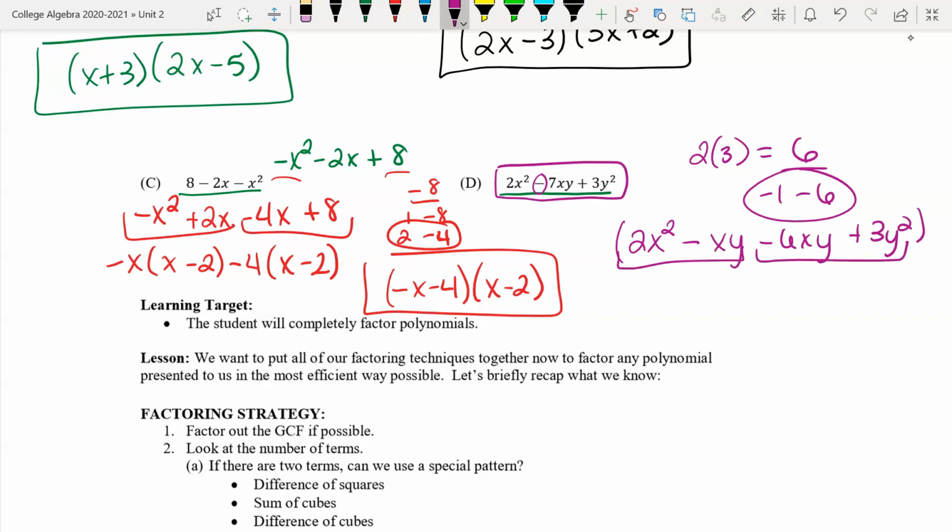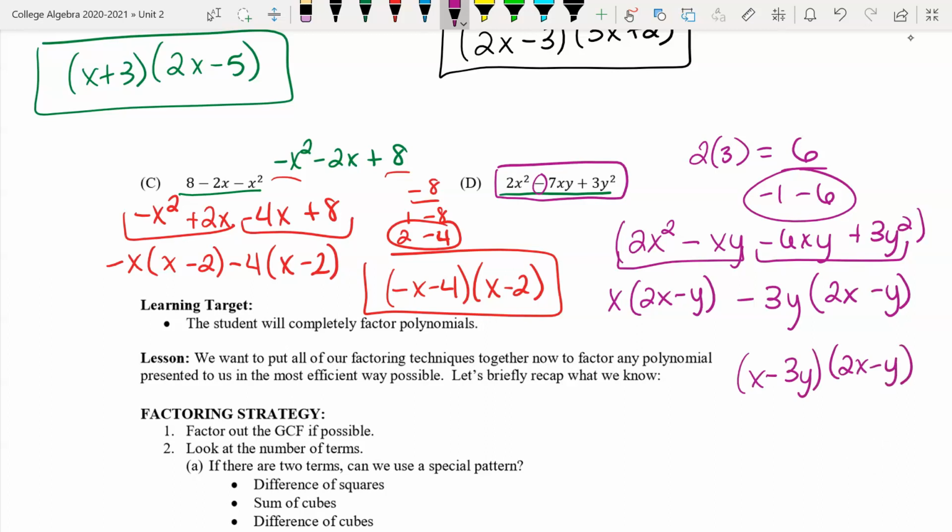When you do that, first one's just an x. Second one's a -3y. Notice they have the same thing inside parentheses, so then I would combine it to factor into x minus 3y and 2x minus y.